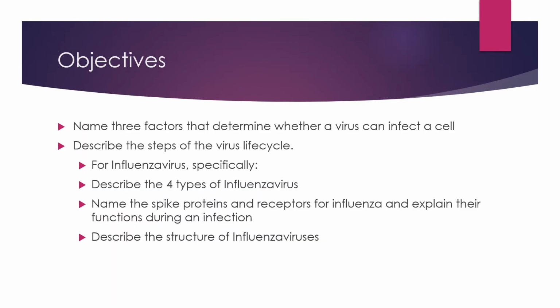By the end of this video, you should be able to name 3 factors that determine whether a virus can infect a cell. You should also be able to describe the steps of the virus life cycle. And we're going to start talking about influenza. With respect to influenza, you should be able to describe the 4 types of influenza viruses. You should be able to name the spike proteins and receptors for influenza and explain their functions during an infection. And then you should be able to describe the structure of influenza viruses.